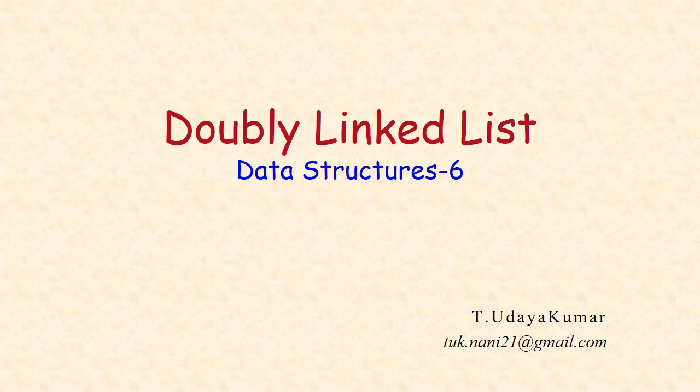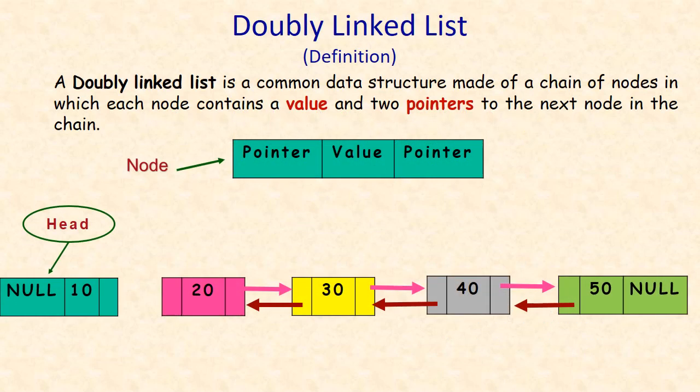Hello everyone. As we have discussed single linked list in the previous classes in the same lecture series, now we are going to discuss doubly linked list. See what is the difference between doubly linked list and a single linked list. In single linked list we used to have one pointer that holds the address of the next node, and here we will be having two pointers.